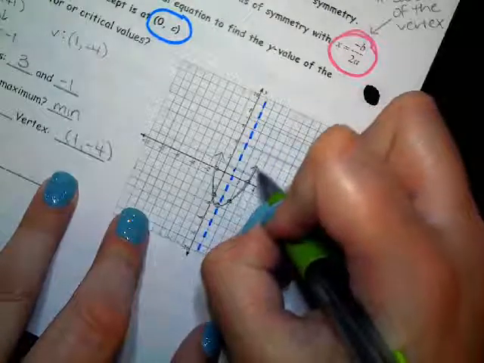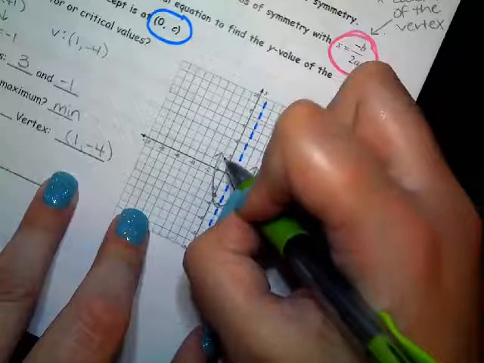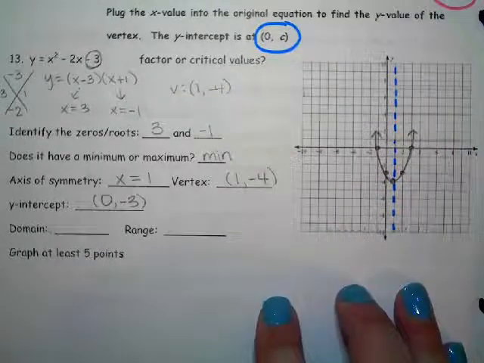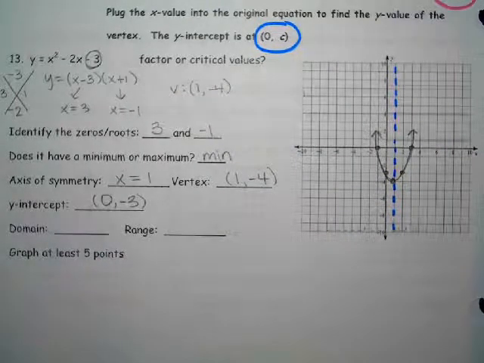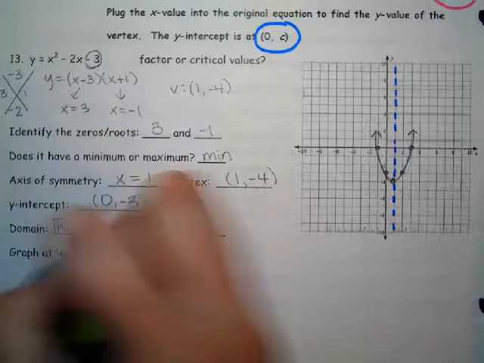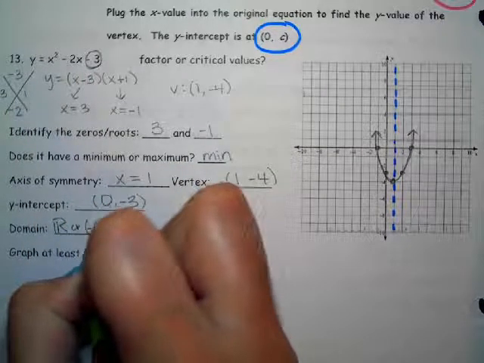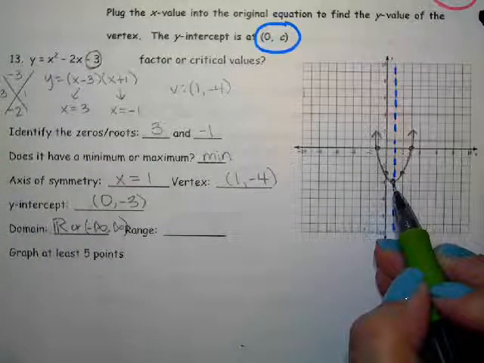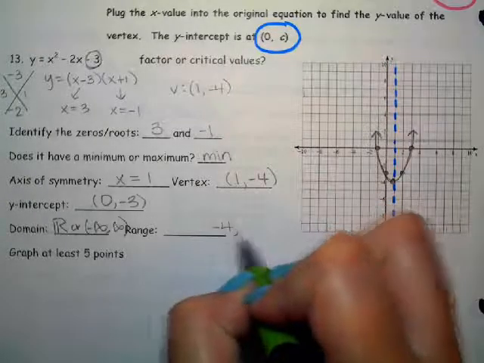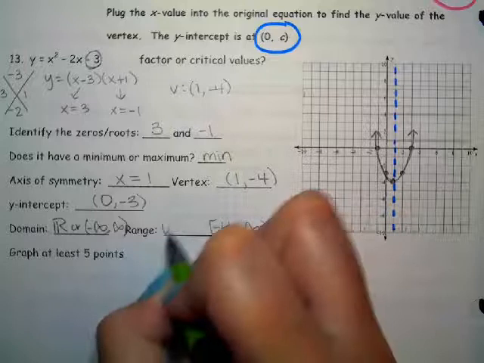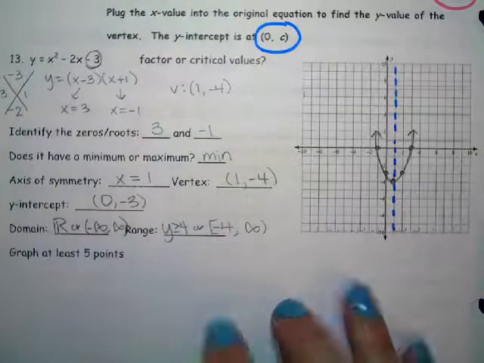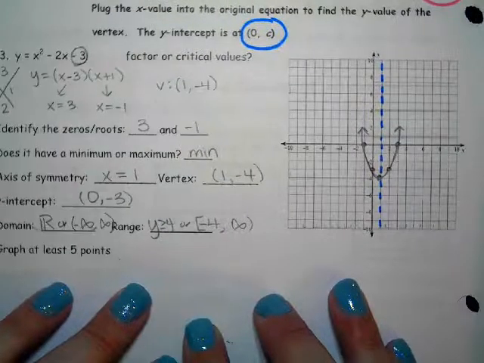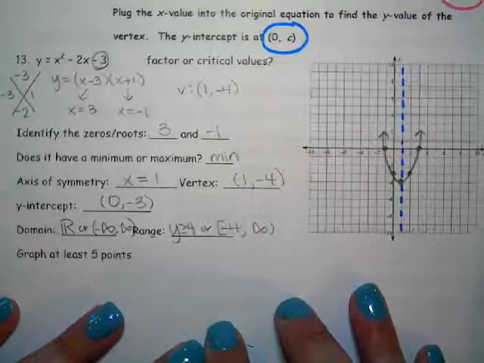Okay. All right, what's the domain? All real numbers. All right, what's the range? Okay, so -4 is the very lowest it can be, and then it goes up forever. Okay, and we graphed at least 5 points. Okay, how do your brains feel? Brains feel good. All right, let's flip the page.